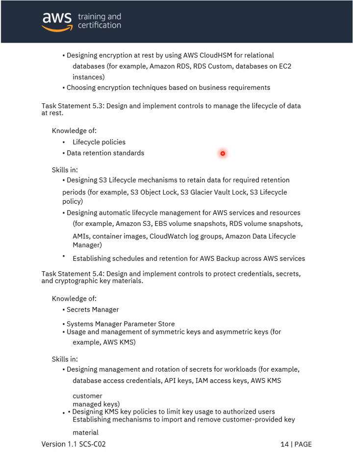Then the other important part is designing and implementing controls to protect credentials, secrets, and cryptographic material. Secrets Manager and Parameter Store. These are the 2 services on which you will certainly get questions. Symmetric keys and asymmetric keys. Most important, how you will encrypt and decrypt through the symmetric key. How you will have the asymmetric keys, how you have the public and private key through the asymmetric. API keys, IAM access keys, KMS, database credentials, how we will handle these. Key policies to limit key users to authorized users is an important mechanism. Also, imported customer-provided keys. Very important.